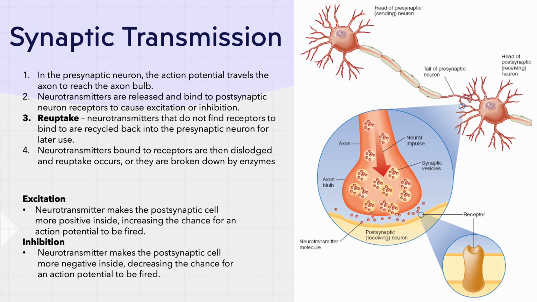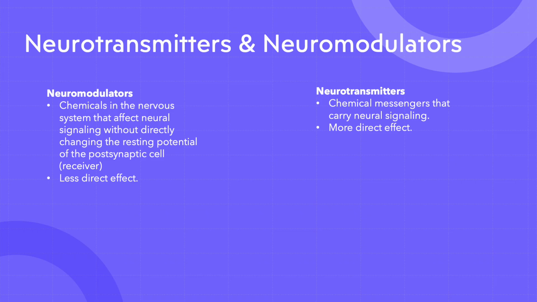move onward. However, not all neurotransmitters find receptors to bind to, and they're just floating out there in the synapse, and you don't want them there. So what will happen is a process called reuptake, where they're recycled back into the presynaptic sending neuron for later use. Now, the neurotransmitters bound to your receiving postsynaptic neuron are eventually dislodged, and either reuptake occurs or they're broken down by enzymes. We also have neuromodulators.